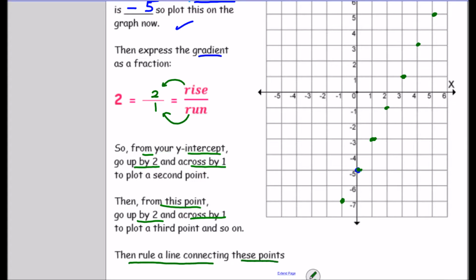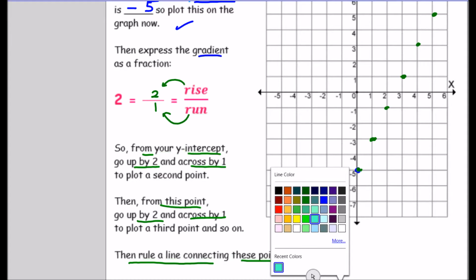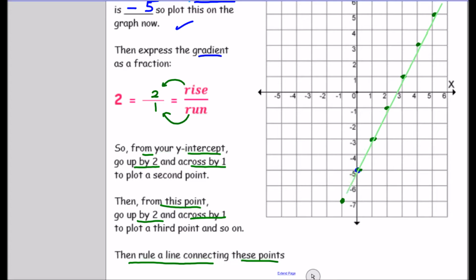Now rule a line connecting these points. And don't forget to label your line with the equation as well. Very, very important. So now we're going to rule a line, making sure the line goes through all the points properly. I'm just going to need to adjust mine again. It doesn't reach the top points. Yep, now it's better. It's going through all the points now.